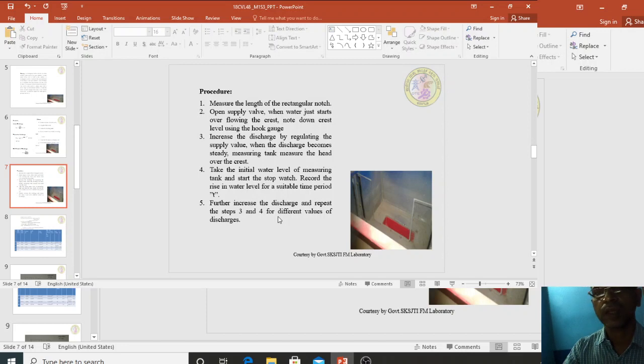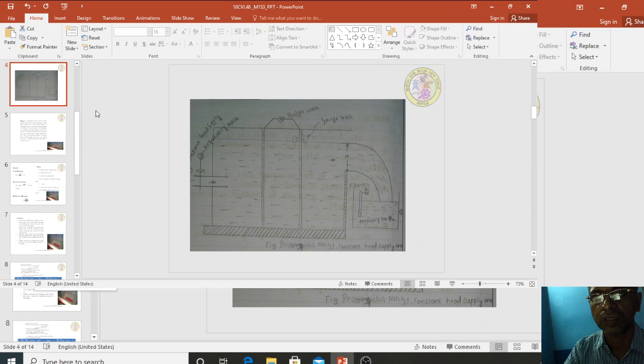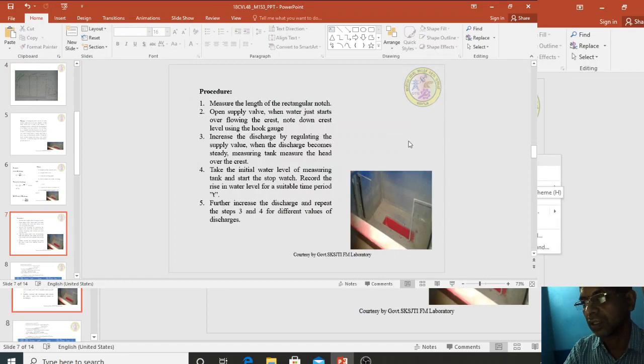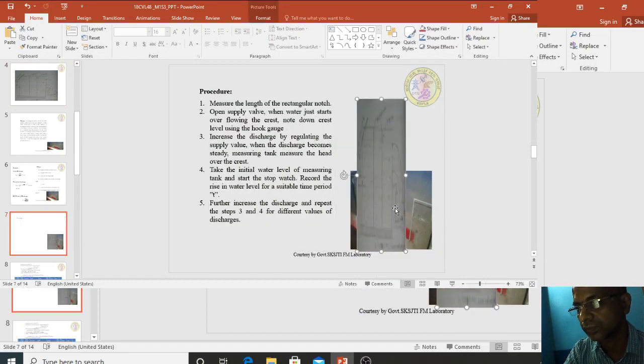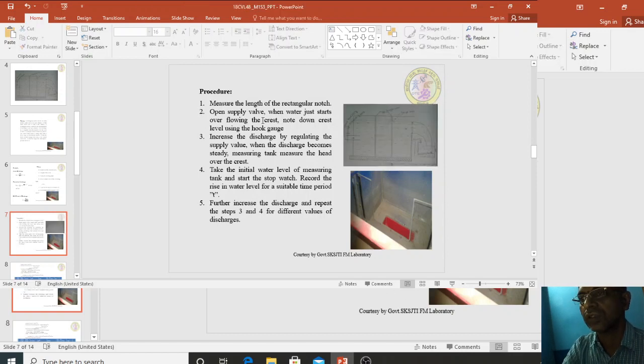The procedure is step 1. So step 1 is to measure the length of the rectangular notch, L. Next, here we have an open supply of water, a valve will be given, so that valve will be rotated.